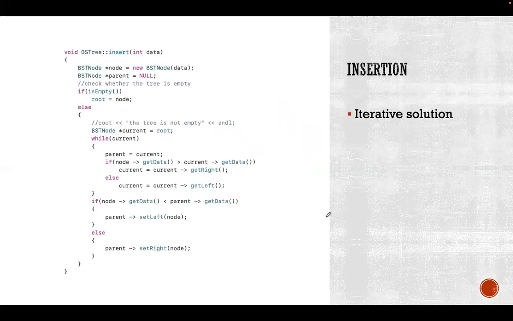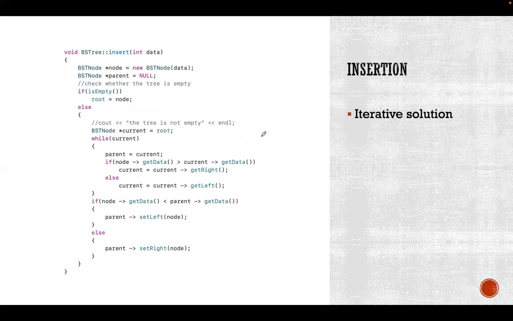Now, our last discussion for this segment is the algorithm for insertion. Here we are also going to talk about the iterative solution, because we talked about the iterative solution for finding a node in the binary search tree. Here we use the same approach: we implement the searching algorithm until we find a leaf node.